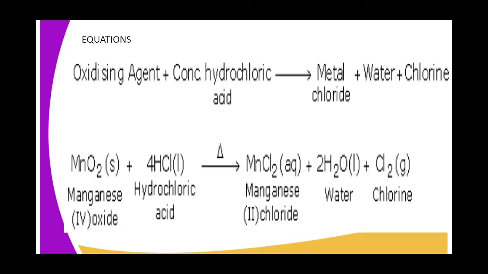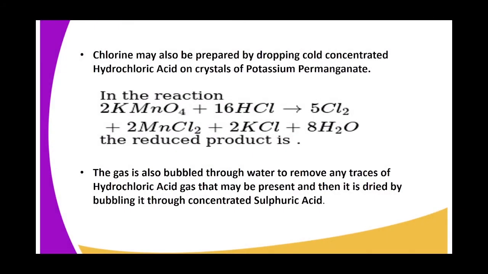The equations: manganese (IV) oxide plus hydrochloric acid, we get manganese chloride plus water and chlorine gas. We can also use an oxidizing agent. Chlorine may also be prepared by dropping cold concentrated hydrochloric acid on crystals of potassium permanganate. Potassium permanganate plus hydrochloric acid, we get chlorine plus manganese chloride and potassium chloride and water.